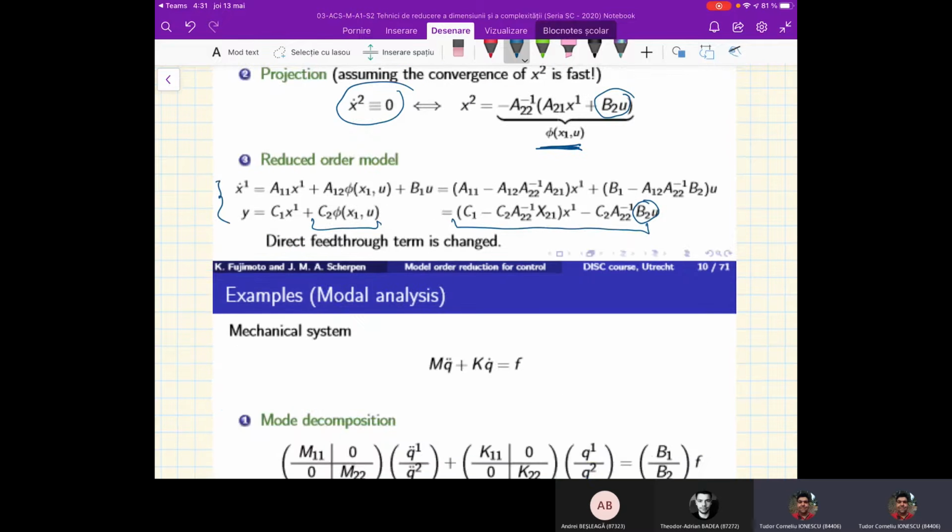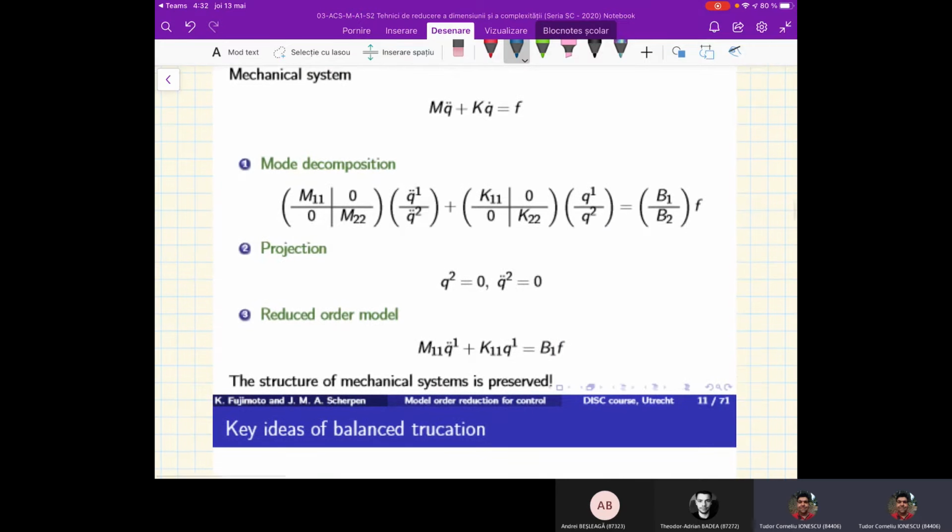This is, in some way, a drawback, because your original system might not have a feed-through term, which is the usual case in engineering. The original system does not have a D term, but you do model reduction and you end up with some strange D term that pops up from nowhere, out of the blue, and that's not pretty much desired. So that's why in general people do not spend too much time and do not necessarily perform singular perturbation when they do. They just do truncation and that's it.